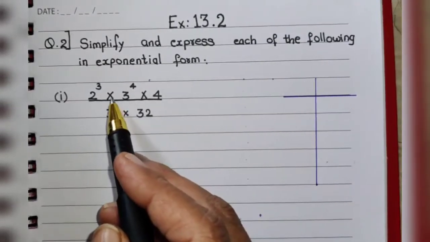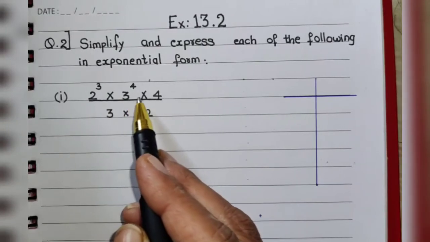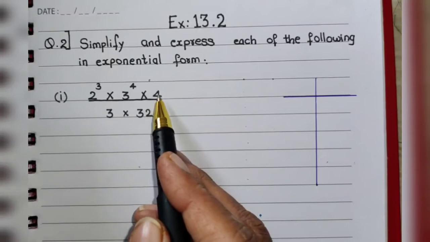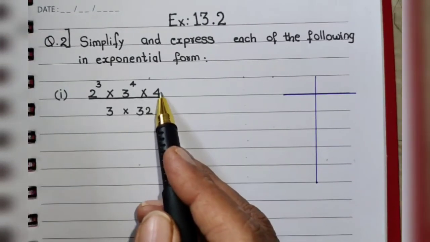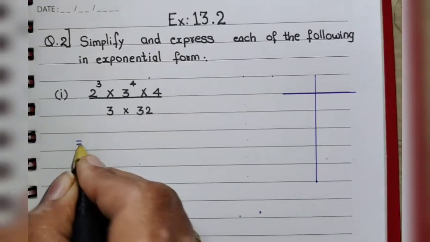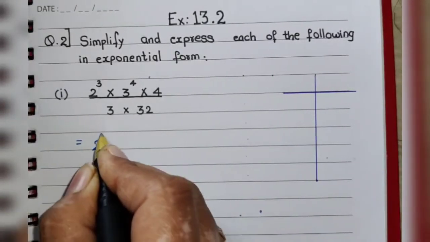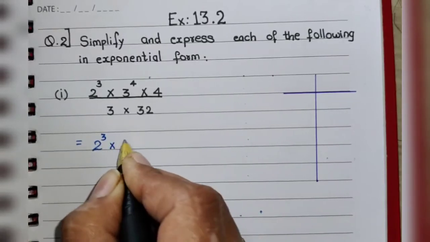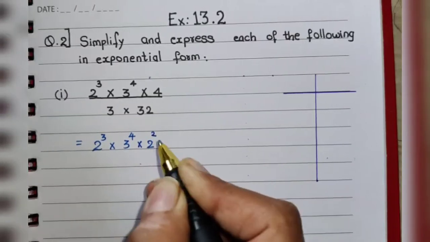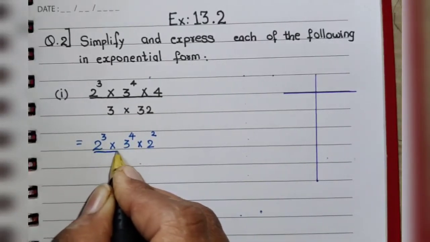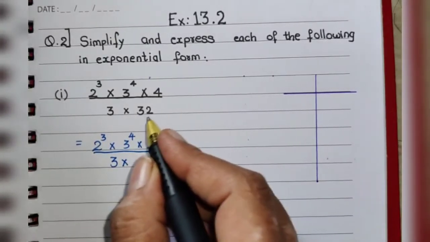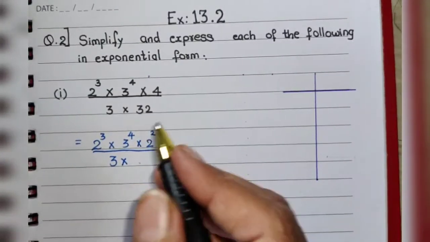So first of all, think that all the bases you have to bring to equality. Now can you make this 4 as 2? Yes, we can. 2 2s are 4, that is 2 square. So let us write down in this manner. 2 cube multiplied by 3 to the power 4 multiplied by 2 square divided by 3 multiplied by... Now we have to bring this 32 into 2 or 3 product form.